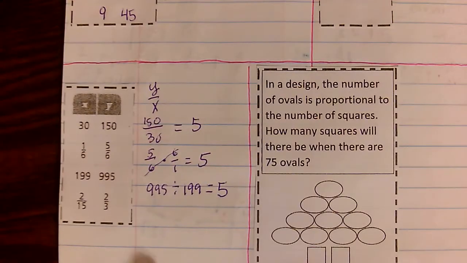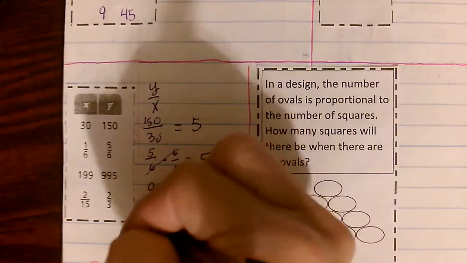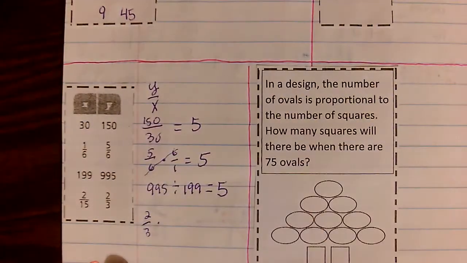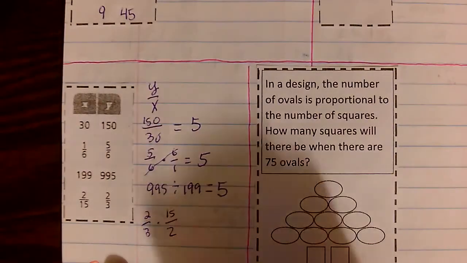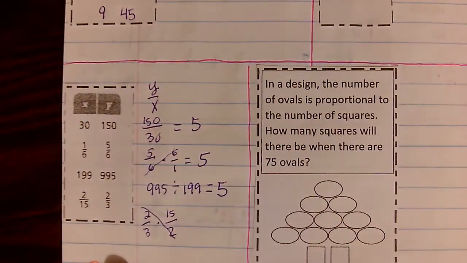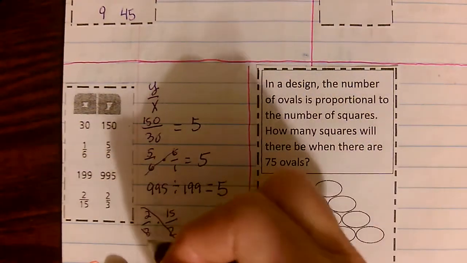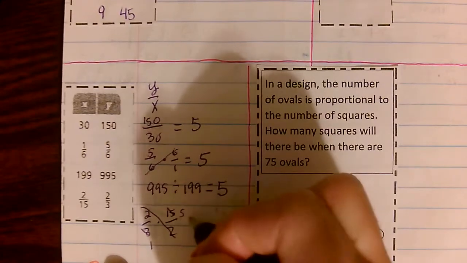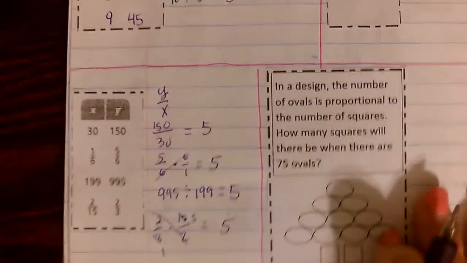And let's look at the last one. 2/3 divided by 2/15. That's the same as 2/3, keep change flip, times 15 over 2. Well, the 2's cross simplify. 15 and 3, what goes into both of them? 3 goes into itself once and into 15 5 times. And you're left with 5. Yes, this entire table is proportional.